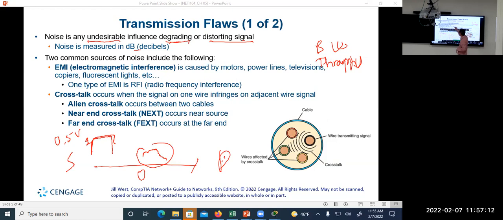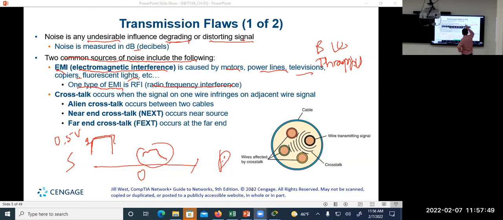So for the copper cable, normally you have 2 common sources of noise. The first one is electromagnetic interference. Anything that generates electromagnetic fields, like a light, an elevator, or a microwave, right? Also motors, power lines, television, and copiers. The second type of electromagnetic interference is radio frequency, everything about frequency, like a microwave. That's the first source of noise here.